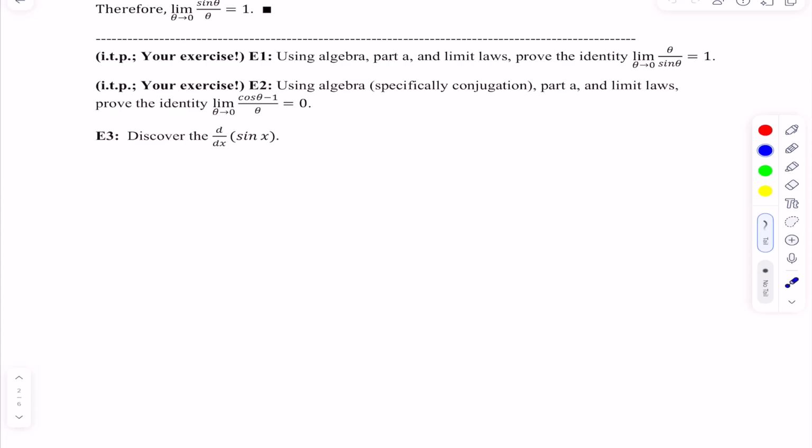To give yourself some practice with trigonometry and algebra, go ahead and prove this identity on your own. To prove an identity, you start with the left-hand side and try to show it is in fact equal to 1. Go ahead and do this exercise as well. Try to show that this expression, using algebra and trig and limit laws, will eventually be equal to 0.